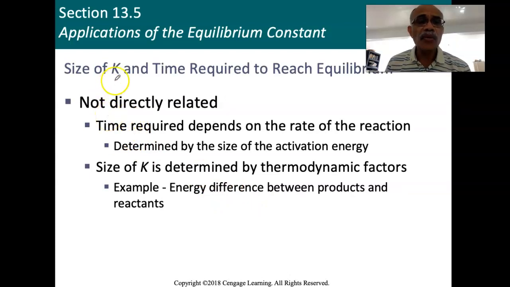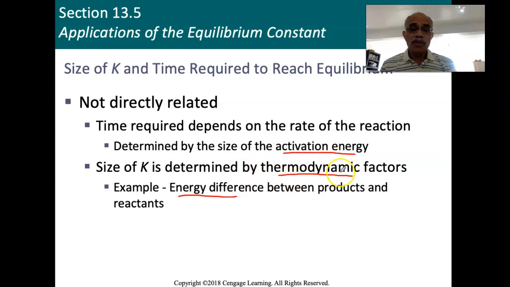Now, the equilibrium constant and time to reach equilibrium are not related. A high K value doesn't mean that the reaction is very fast. So do not associate a high equilibrium constant with a faster rate, because those two are entirely different entities. The equilibrium constant is determined by thermodynamic factors, which is based on energy difference, whereas the rate of reaction is dependent on the activation energy. So these energy quantities are not the same.